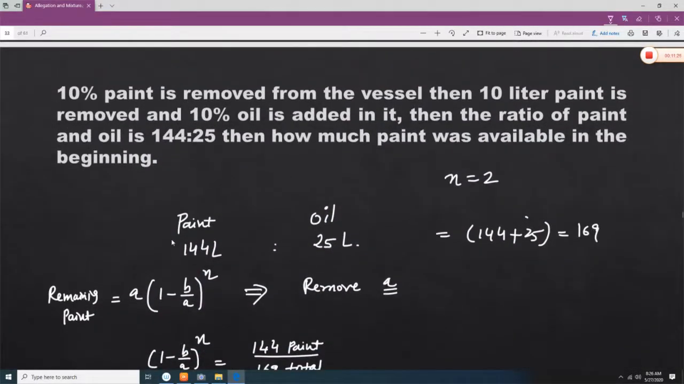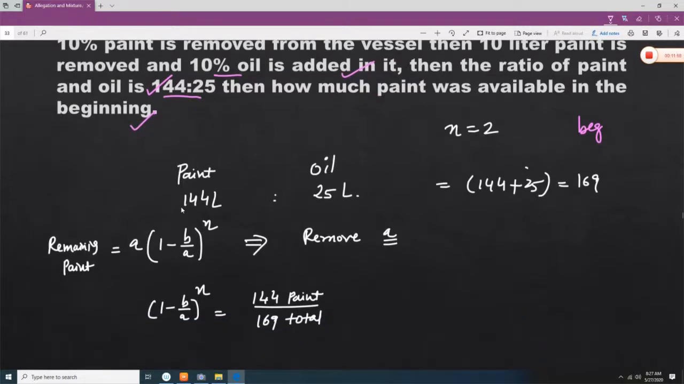Next example: 10% paint is removed from the vessel, then 10 liters of paint is removed and 10% oil is added to it. Then the ratio of paint and oil is 144 to 25. Then how much paint was available in the beginning? Now here we have to find the beginning value, and the ratio is already given. So first you have to write down the ratio. So 144 liters of paint and 25 liters of oil is there after we completed the operation.